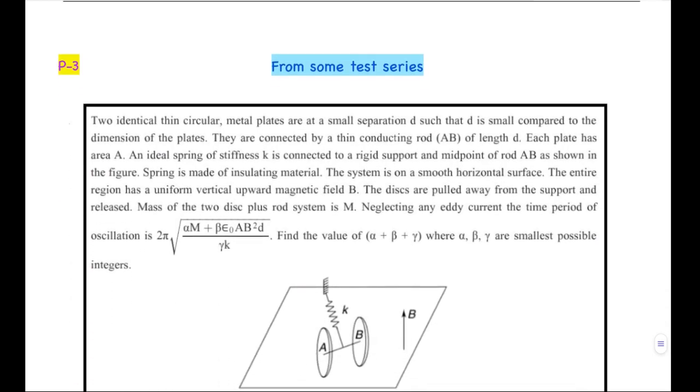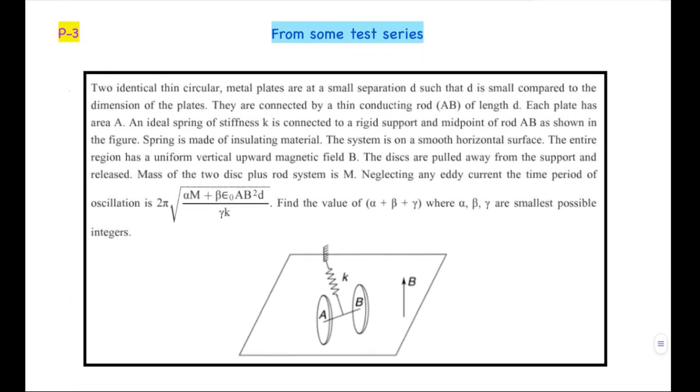And the third question, let's look at the third question. So this question is from some Allen test series or something, I guess. Someone posted this in my server, and it's a very nice question. So yeah, let's look at it also.